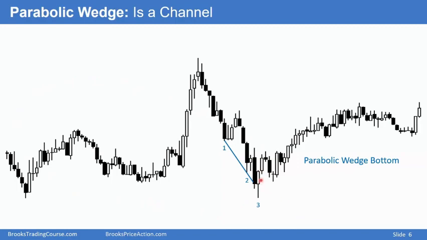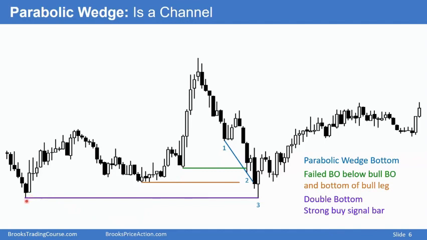You can see parabolic, if I connected the low of the first push and the second push, I get one line, and then if I connect the low of the second push and the third push, I have an even steeper line, and therefore it's a parabolic curve accelerating downward. It's a failed breakout below the bottom of a buy climax, a bull leg, and it's also a failed breakout below the bottom of a bull trend.